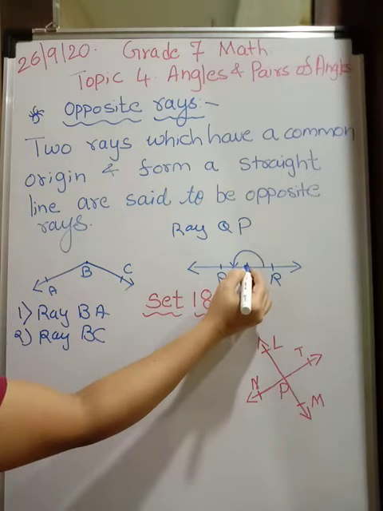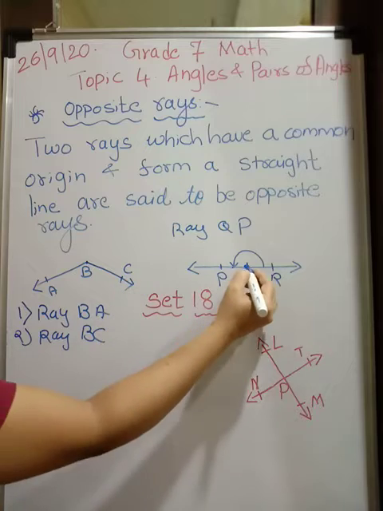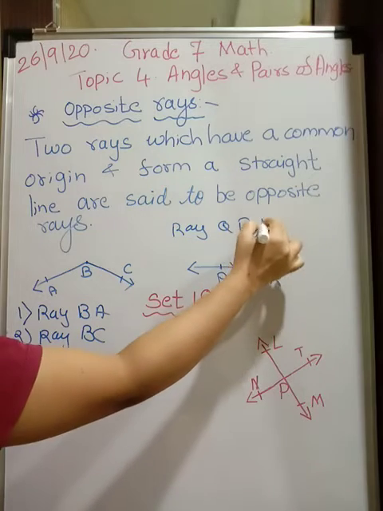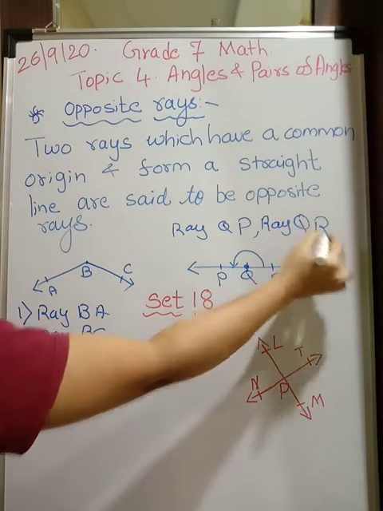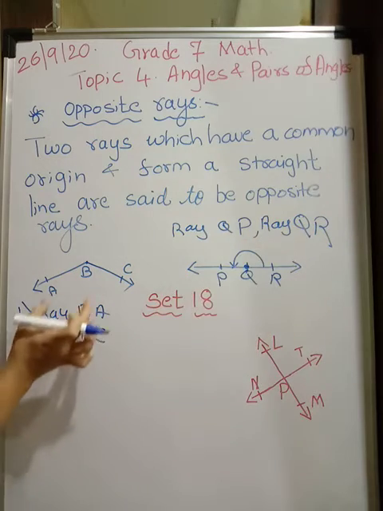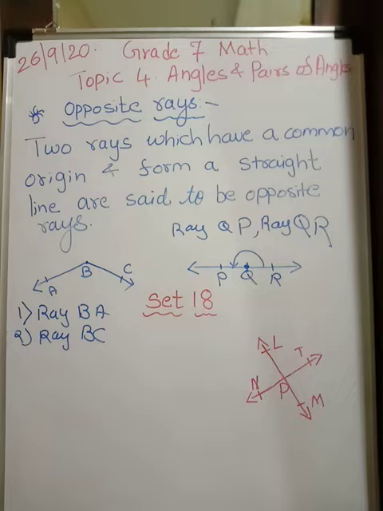Q is the end point. From here to here is one ray, and QR. So the second is what? Ray QR. So here are two rays and here are two rays. Everybody can see this? Okay.